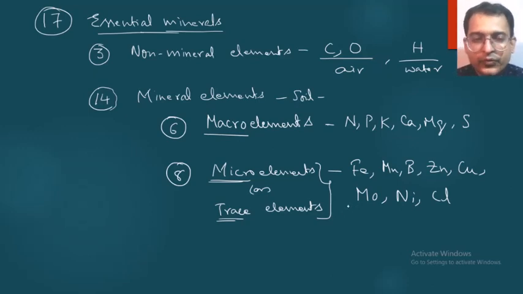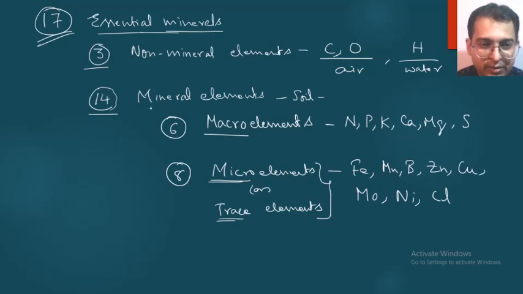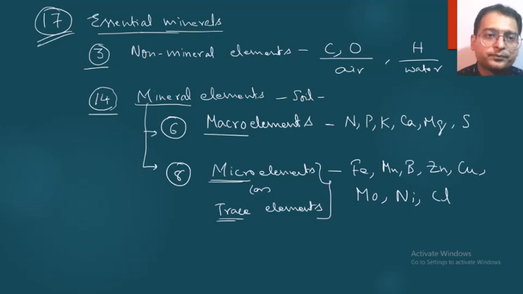So in this way there are the 17 essential elements. We saw how they are categorized: 3 non-mineral elements and 14 mineral elements. These mineral elements are further classified into macro elements and micro elements.